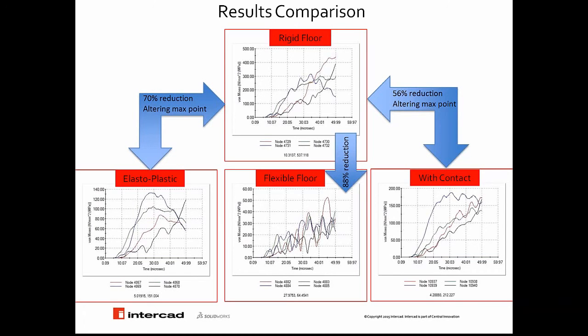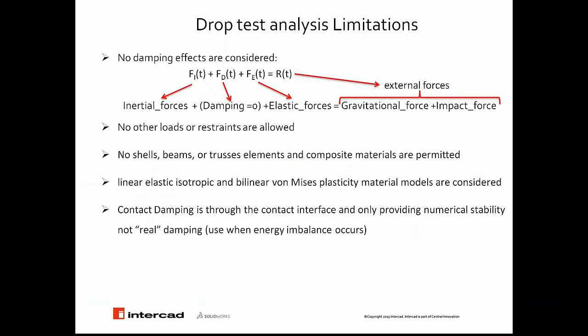But one thing for sure we have missed here, and that is a wrap up of the drop test analysis limitations. Basically, when we have such a study, we're trying to find an equilibrium equation of force, where inertia force, damping force, and elastic force should be equal to gravitational force and impact force. That is what we're trying to solve and bring to equilibrium. Well, definitely in a drop test analysis, what we don't have is damping. Therefore, one important factor from our study is getting neglected.